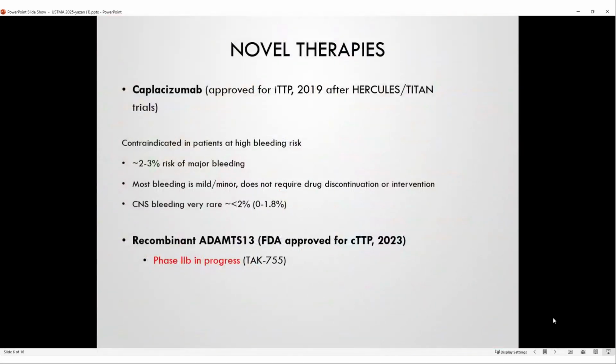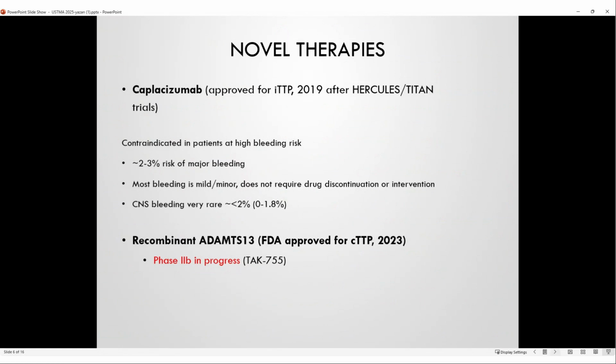So the novel therapies that I want to discuss today are caplacizumab and recombinant ADAMTS13. I will be focusing more on caplacizumab because we have very recent data that just came out in ISTH, which is the International Society of Thrombosis and Hemostasis conference that happened a week ago. And so we have some great updates to share.